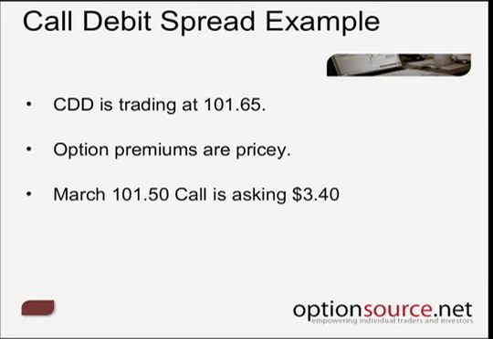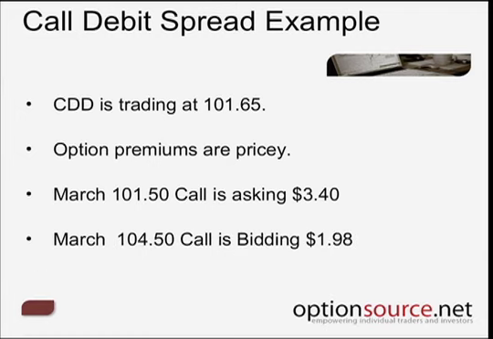Well, the March 101.5 call options at the time this morning were trading at about $3.40. So the market maker was asking $3.40. Just to give you an idea, I was looking at the straight call option example last night, and the ask price was $3. So you can see that when the currency moves during the overnight session, that move is actually already incorporated into the option premium as the market opens. So now we're looking at a 101.5 call option asking $3.40. Well, the March 104.5 call options is bidding $1.98.